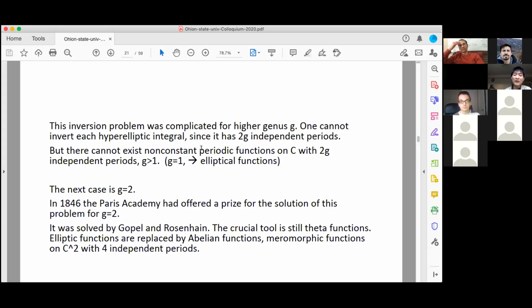So it's not easy to do the inversion right away. That's why the next case is genus equal to 2, and it was a difficult problem. So the Paris Academy set this as a prize, and it was solved by these two people. There, theta functions are still used, and elliptic functions are replaced by abelian functions in 2 variables, meaning functions on C2 with 4 independent periods. The second person received the prize, but the first person did not submit.